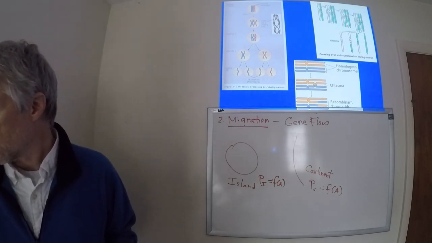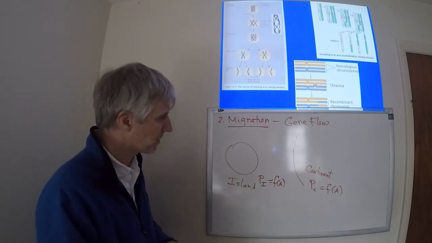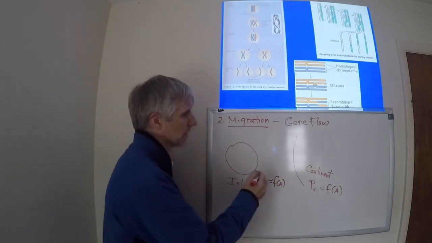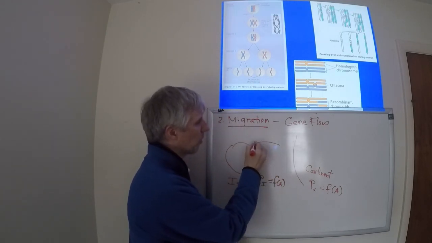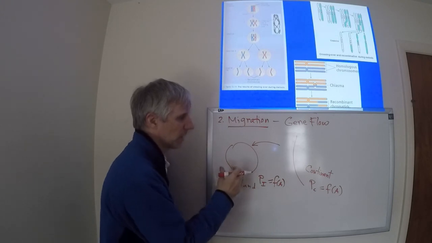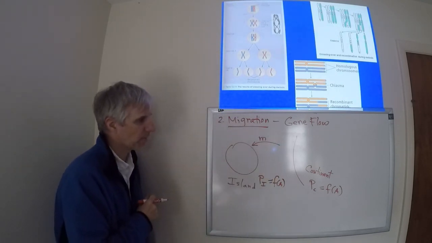Okay? Next, let's assume that we have some migrants. So, in my population, there's a certain proportion of individuals next year that arrived from the island.